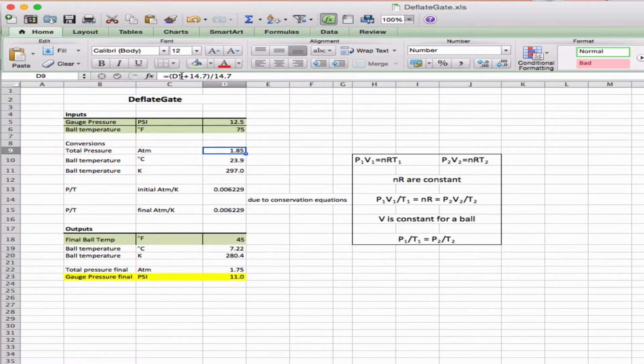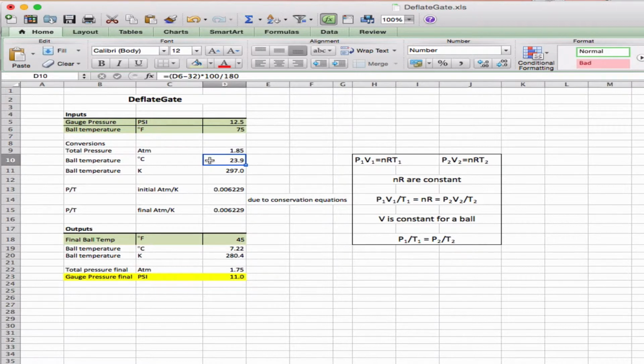So that's going to be D5, and notice I've got a blue box around the D5, plus 14.7 because there's 14.7 psi of external atmosphere pressing in on the ball. And then I've divided by 14.75 to give me the total pressure inside the ball in units of atmospheres. And this unit comes from 14.75 psi per atmosphere. Okay, so there's almost 2 atmospheres of pressure inside the ball.